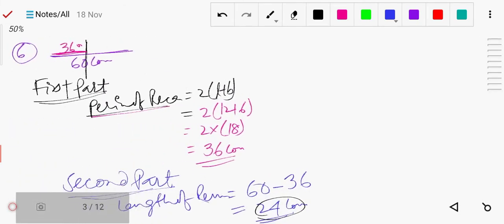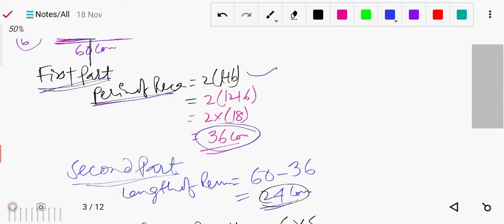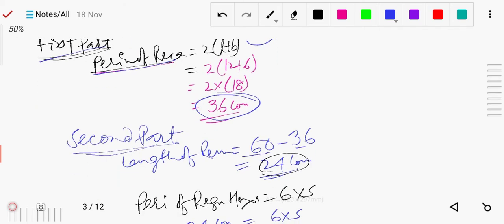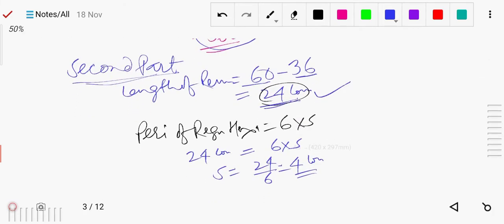Got it? So this rope is, first of all, cut into two pieces. The first part we have to consider is the rectangle. So I find the perimeter of the rectangle, which is 36 centimeter. It means the first part is 36 centimeter. Now the remaining, total was 60 minus 36, 24. Remaining is 24. So this 24 is changed into this regular hexagon. So we find this perimeter, so we can find the side of that hexagon. Got it?